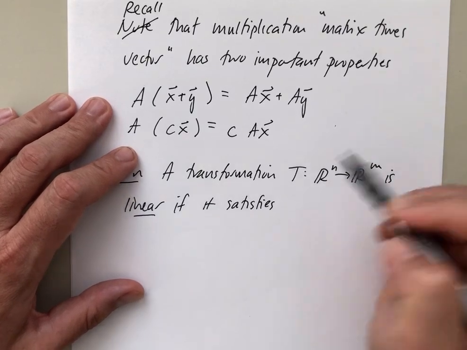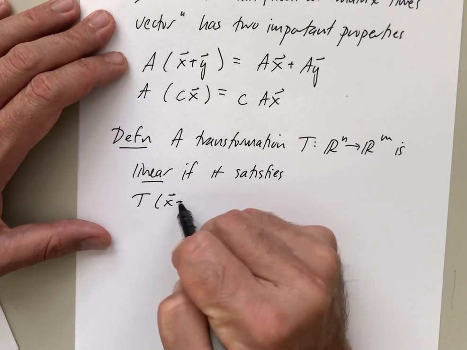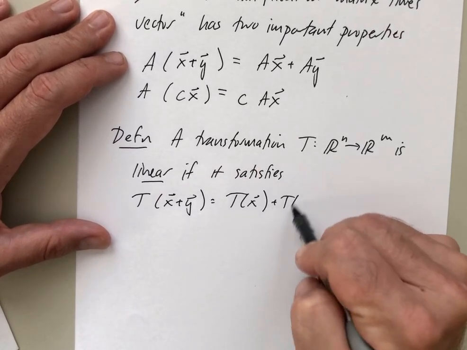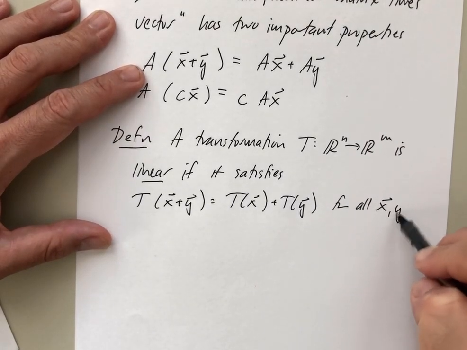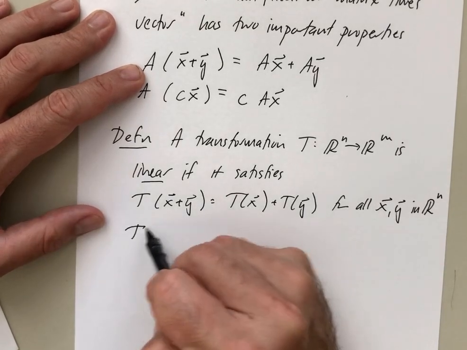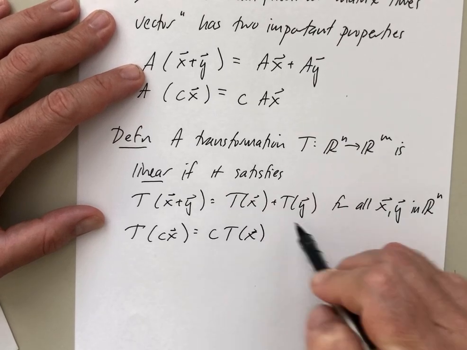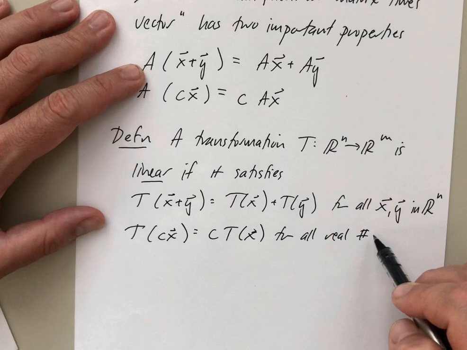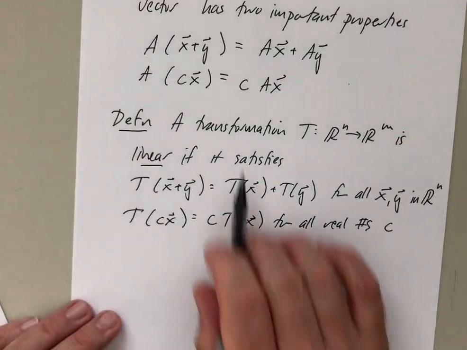I'll write this out again, I guess, for completeness here. I'm going to say T of x plus y should equal T of x plus T of y, and this should be for all x, y in R^n, the input vectors. And then T of cx should equal c times T of x for all real numbers c. Okay? So again, just exactly the same definition.